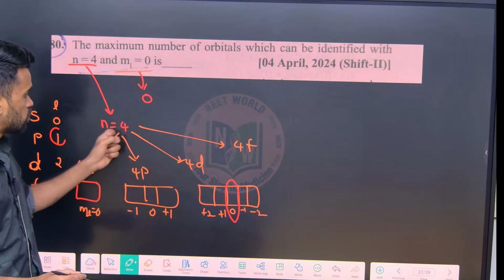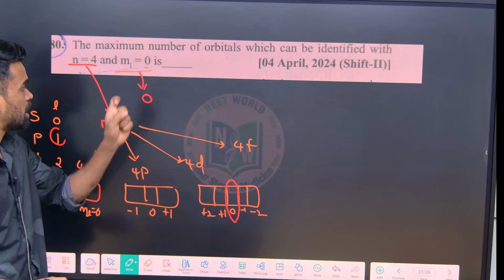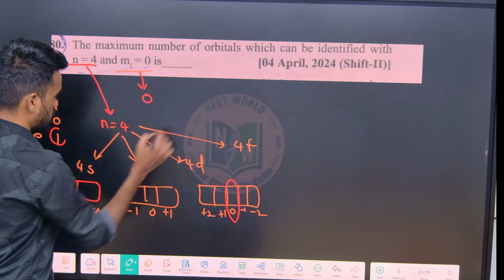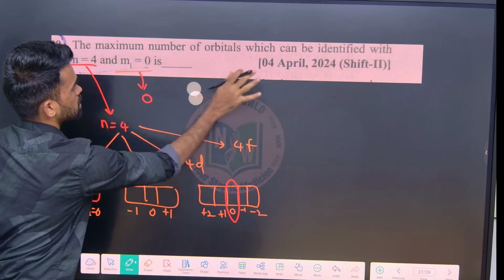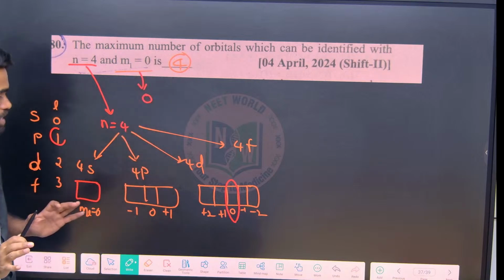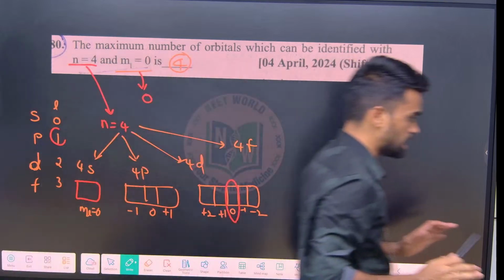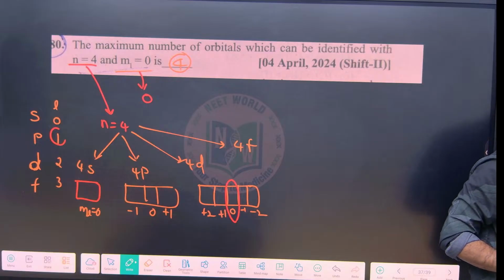So total, 4 subshells are there, and in each subshell there is one orbital with ml value 0. So 1, 2, 3, 4. The answer should be 4. 4 should be your answer for the question. Hope this is clear. Is this clear, or are there any confusions? No confusions. Okay, let's move forward.